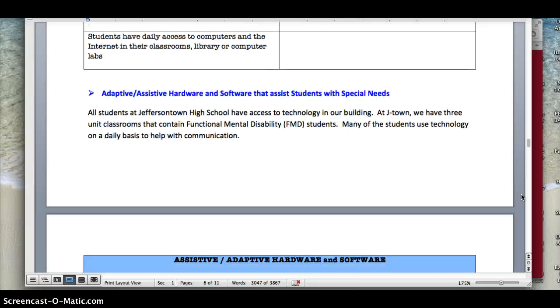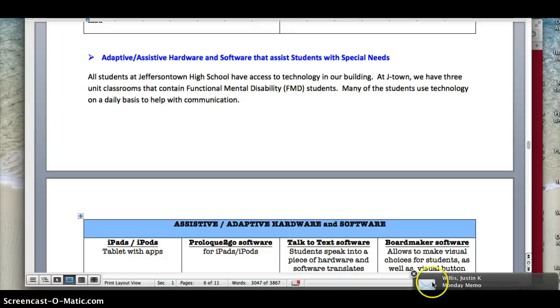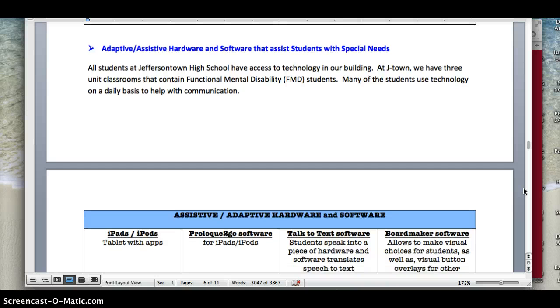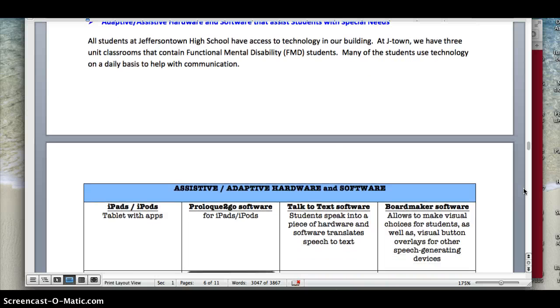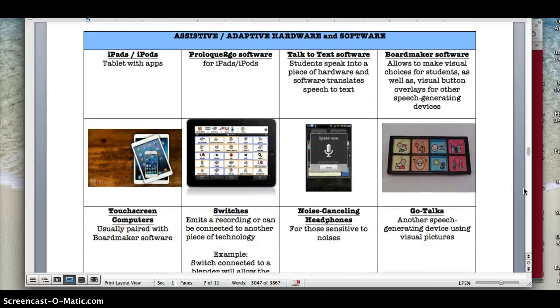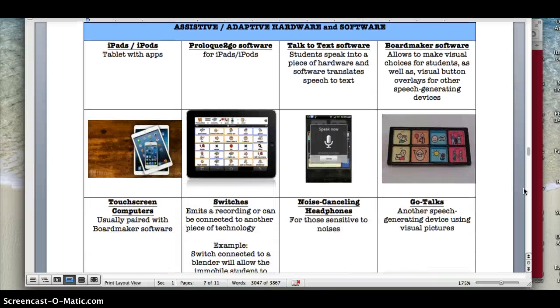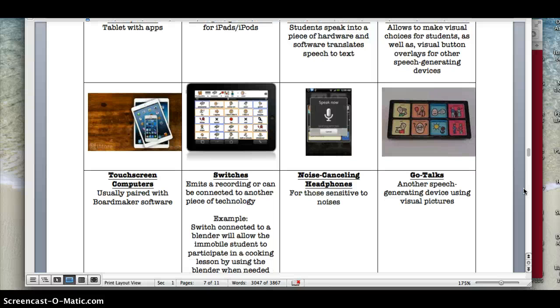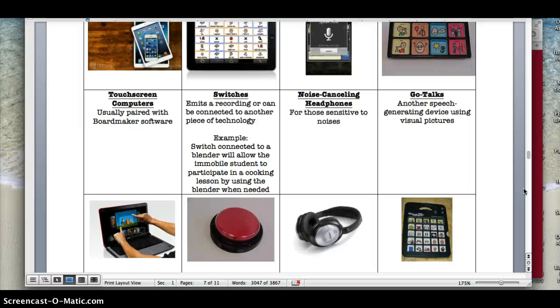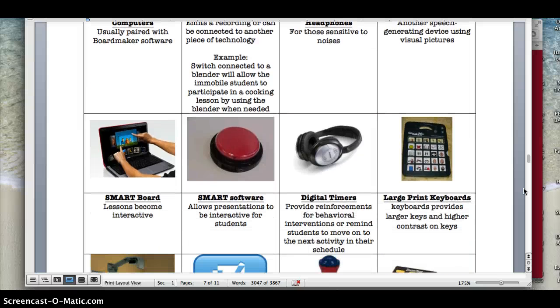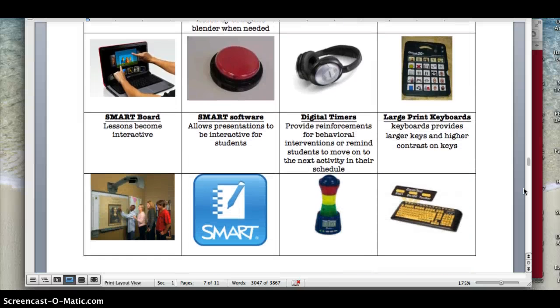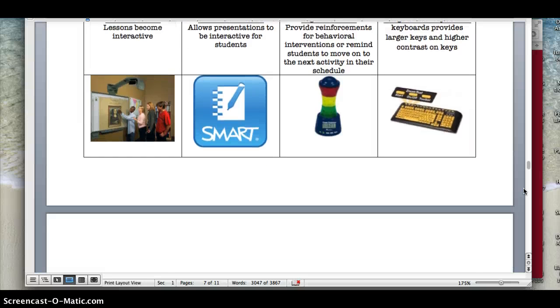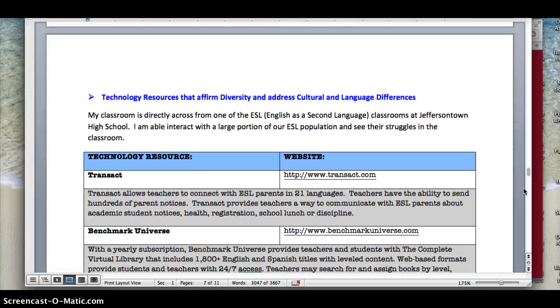Assistive and adaptive hardware. I was unaware of all of the technology that is used with students with special needs, so I talked to our FMD teachers and they gave me a long list and some pictures of what they use: iPads, Boardmaker software, GoTalk, switches, touchscreen computers, smart boards, all kinds of technology that they use.